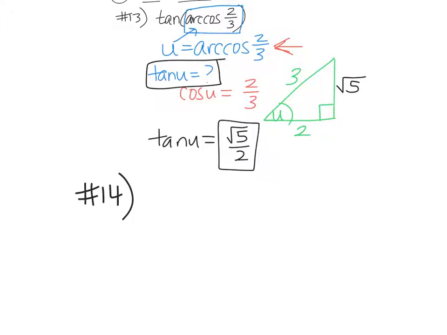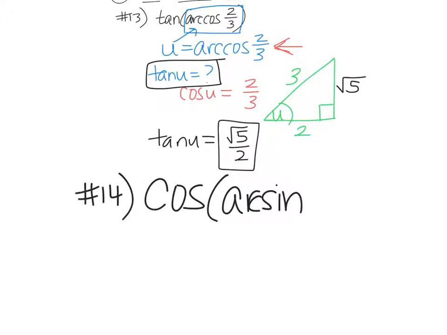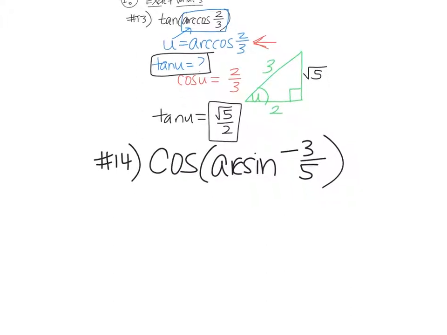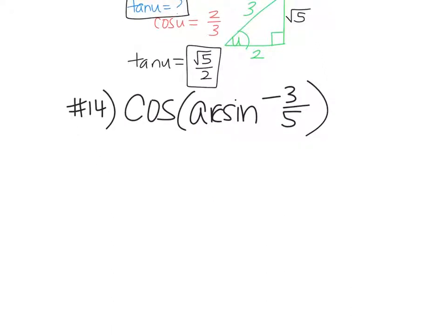Okay, 14. Let's try another one of those. Another one. Cosine of the arc sine of negative 3/5. Now let me show you what happens when there's a negative. Okay? You have a different way to do this.